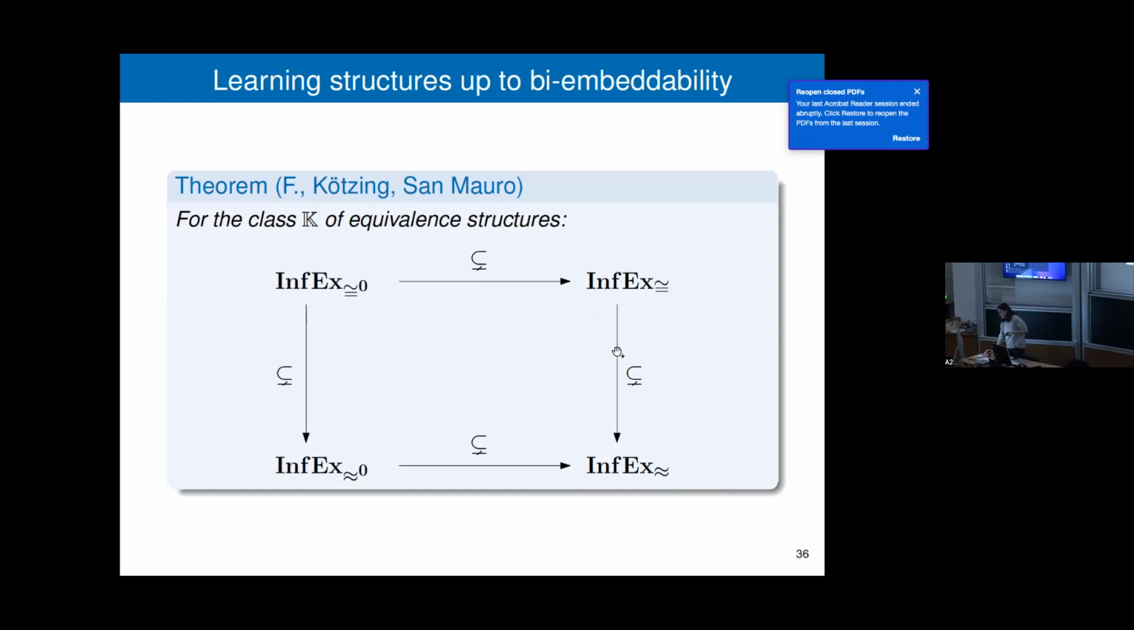So we can find an example that is learnable when we look at arbitrary isomorphism, but not when we restrict our attention to computable isomorphism, and so on. Here we actually use those results about computable bi-embeddable categoricity for equivalence structures that I mentioned a couple of slides ago, to distinguish between these classes.